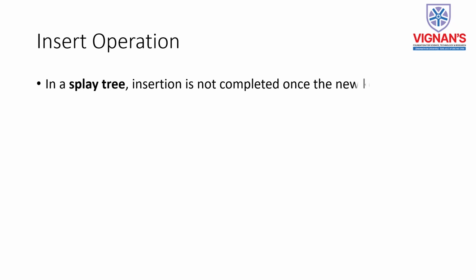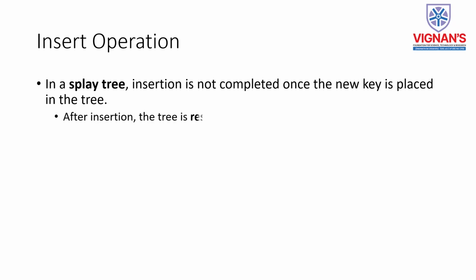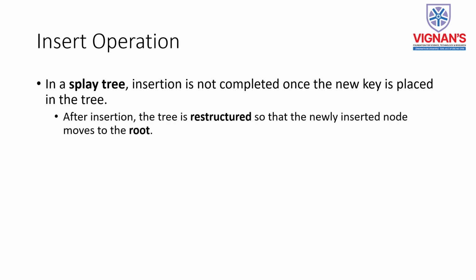When compared with search operation, the insert operation in a splay tree is not completed once the new key is placed in the tree. In a splay tree, inserting a key does not end when the value is added to the tree structure. After insertion, the tree is restructured so that the newly inserted node moves to the root. Once the key is inserted, the tree is rearranged so that the inserted node is brought to the root.